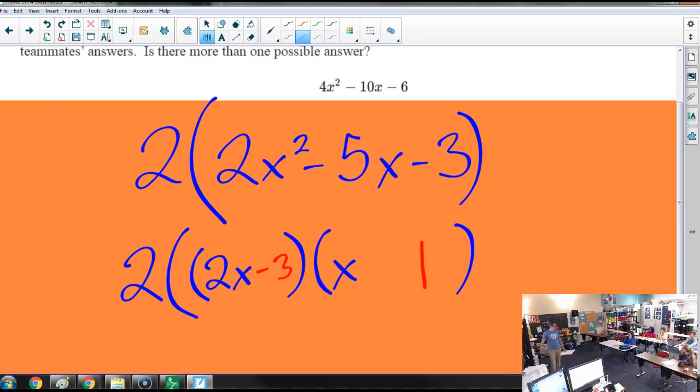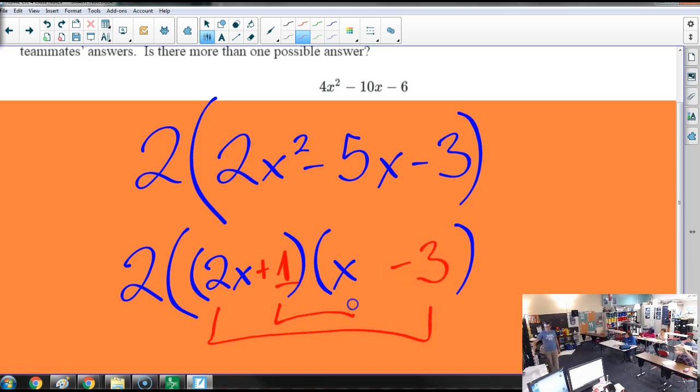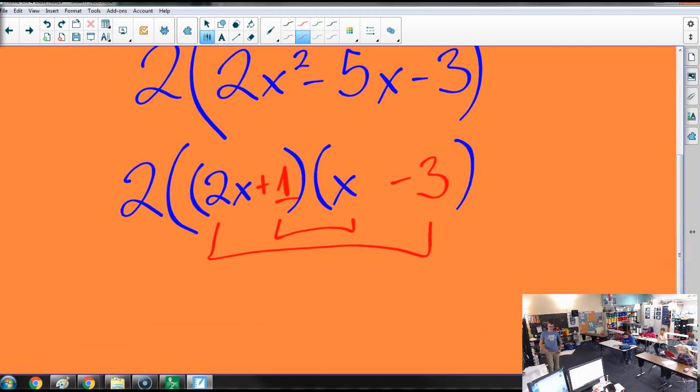Does this make negative 5? Outer, inner, no. So we can then check positive 1, negative 3. Does that make a 5? Yes. Oh my gosh. So that's how it is? And then, yeah, so this works. So we can go ahead and not write those in red.